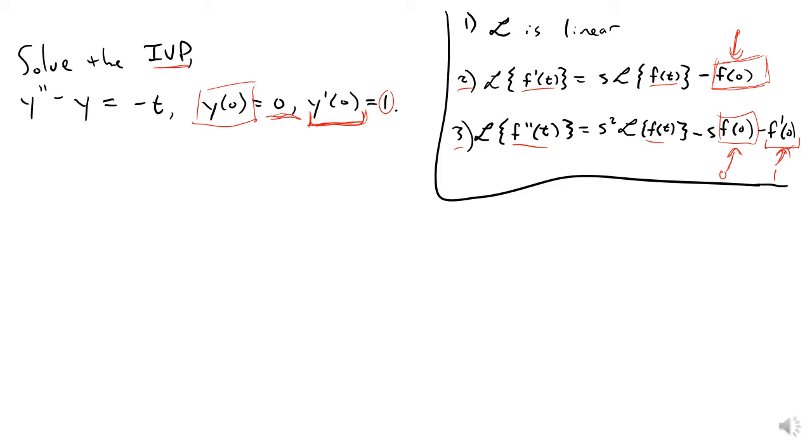All right, now the basic process for solving these initial value problems is we'll start by taking the Laplace transform of both sides of the equation. So the Laplace transform of y double prime minus y equals the Laplace transform of negative t.